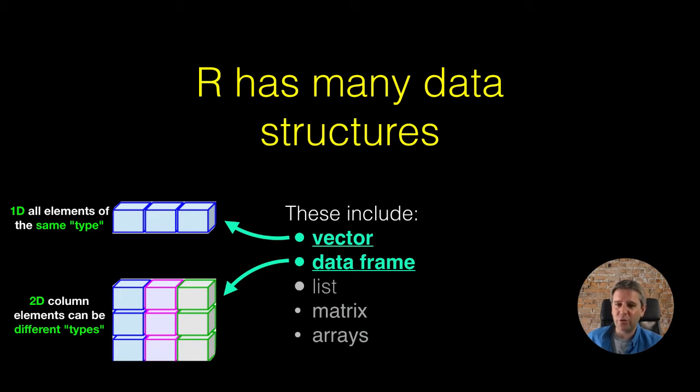Now data frames are different. They're for tabular data, and they can store data of different types within their columns. So we'll pull up and make some examples of data frames in a second. Let me just pause for a second and see if we have any questions.